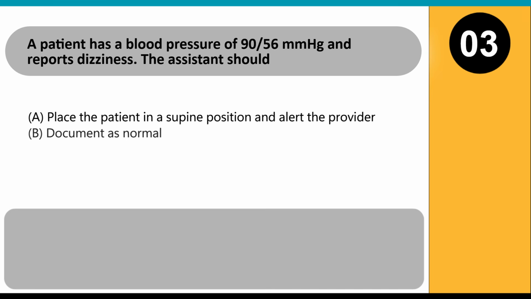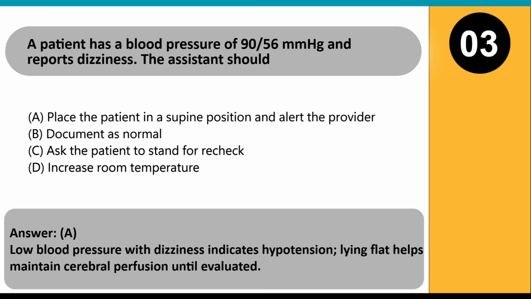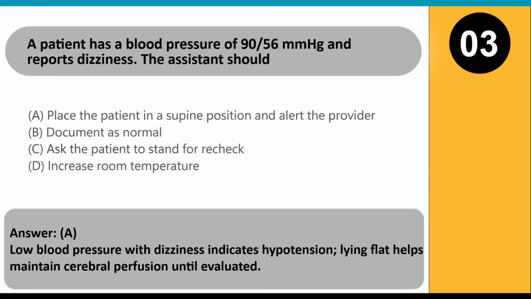A patient has a blood pressure of 90/56 mm of mercury and reports dizziness. The assistant should: A. Place the patient in a supine position and alert the provider. B. Document as normal. C. Ask the patient to stand for recheck. D. Increase room temperature. Answer: A. Low blood pressure with dizziness indicates hypotension. Lying flat helps maintain cerebral perfusion until evaluated.